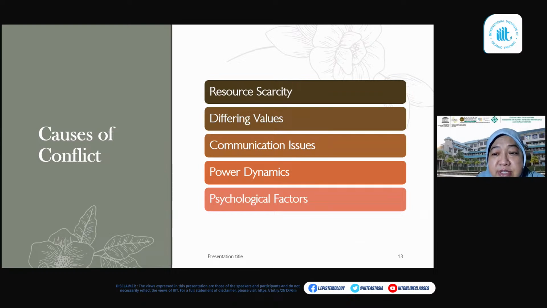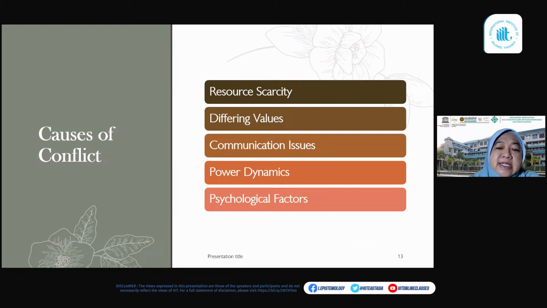And then the differing values, in terms of beliefs, cultural norms, religious values, can also cause conflict. Another cause of conflict is communication issues, misunderstanding or poor communication that can also lead to disagreement. Sometimes language differences can also cause conflict. Next one is power dynamics as a cause: struggles for control, struggles for influence and authority. In politics as well as in economy, there always exists this conflict of power dynamics.